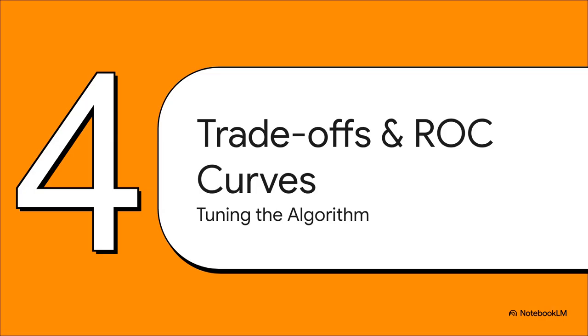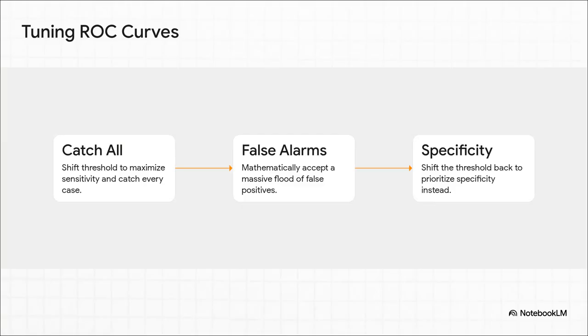Section 4. Trade-offs and ROC curves. Of course, tests aren't perfect. Designing them means making some really tough choices on what clinicians call a receiver operating characteristic, or ROC curves. It's a constant trade-off, exactly like tuning a machine learning algorithm.